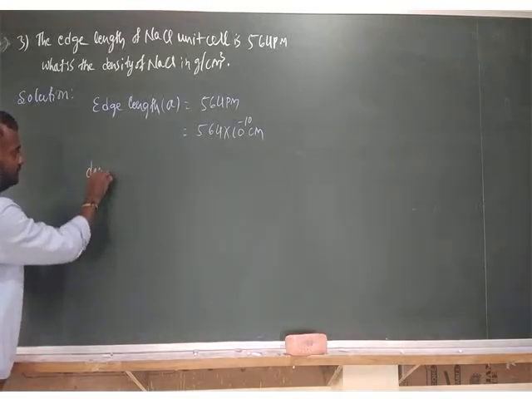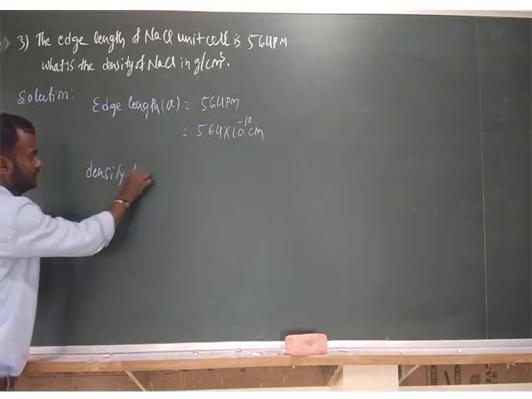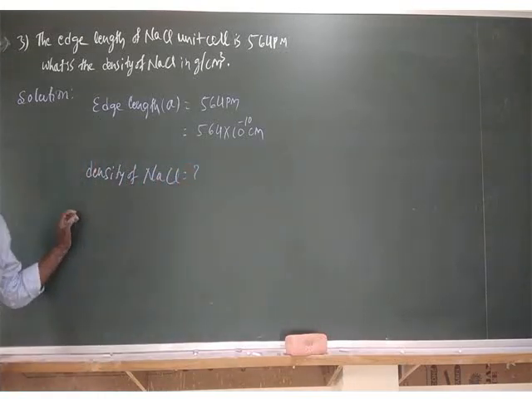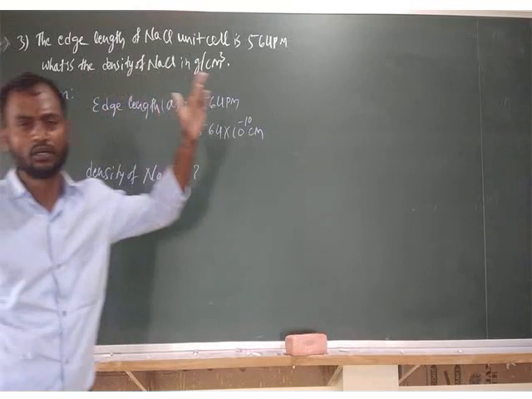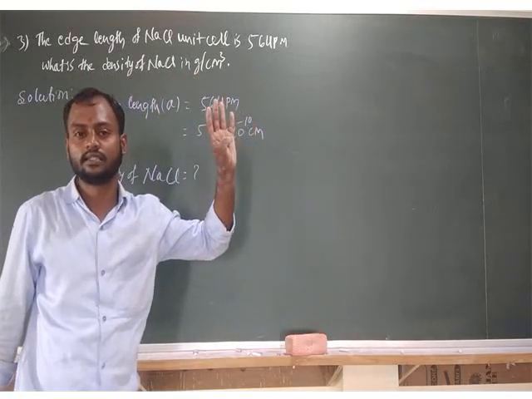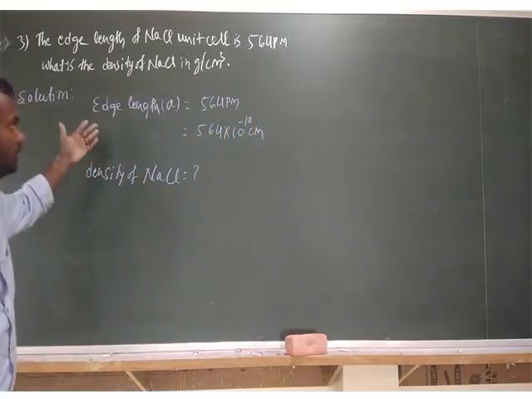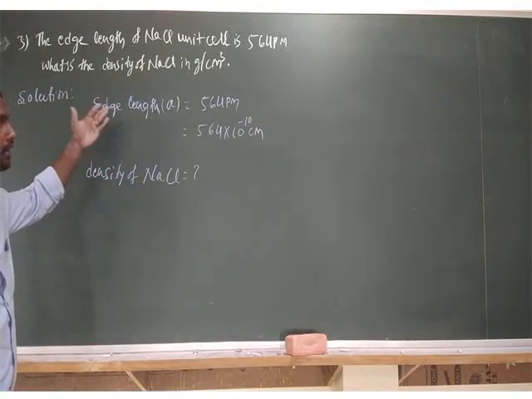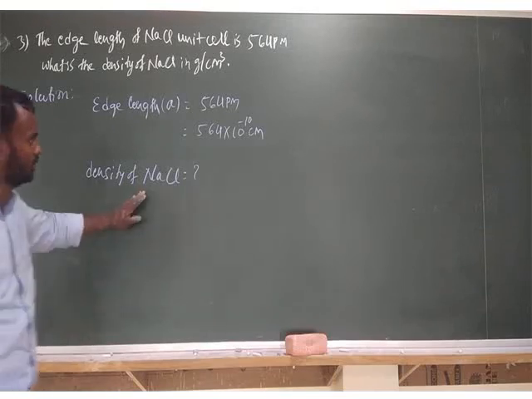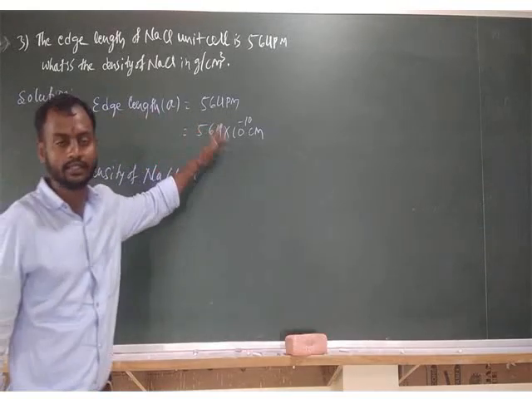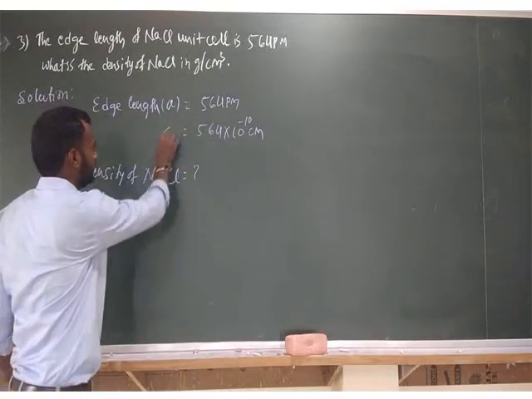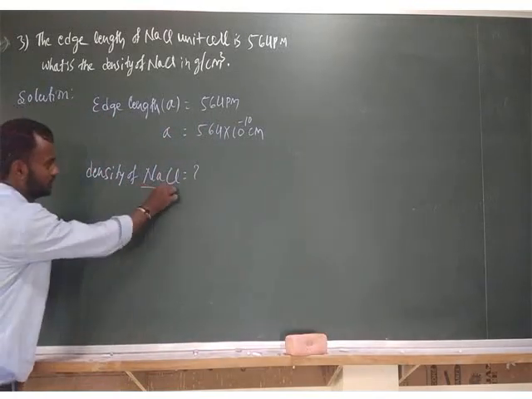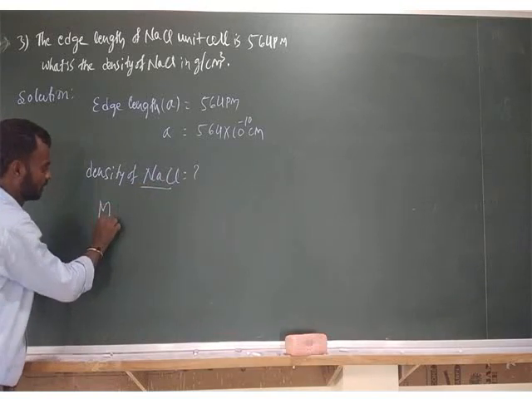So next, what is the density of NaCl? Calculating the density of NaCl. In the previous problem, the given data were molar mass and the crystal lattice, FCC or BCC. In this one, they don't give any crystal lattice or molar mass. The only given value is the edge length A. Now we are going to calculate the molar mass of NaCl.